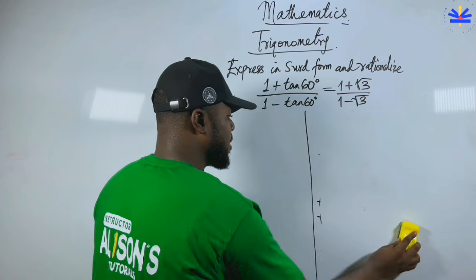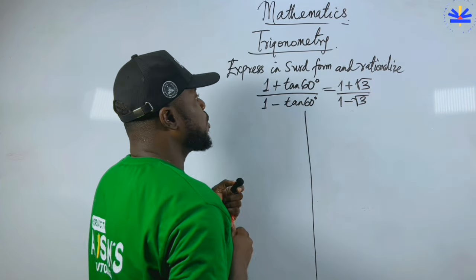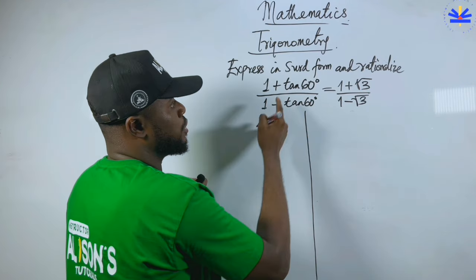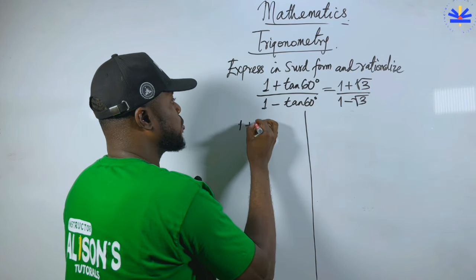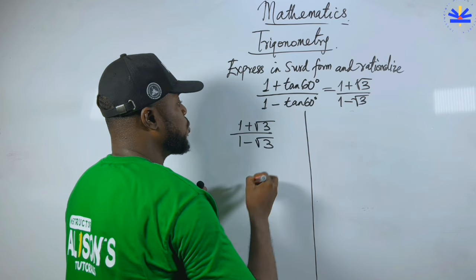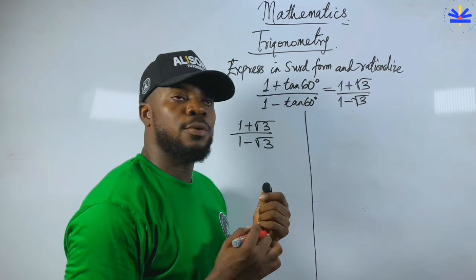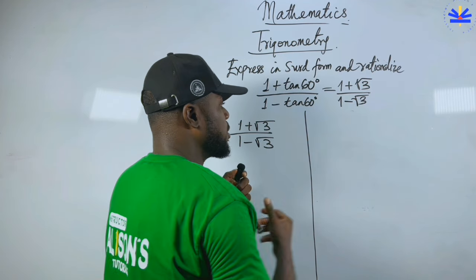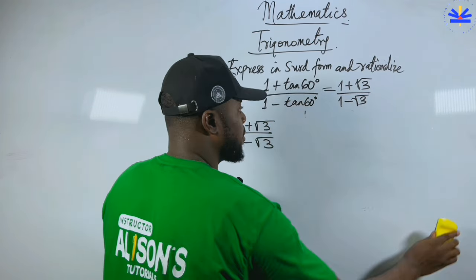You understand? Okay, finally. Since we agree that tan 60 in surd form is the square root of 3, now we have 1 plus root 3 over 1 minus root 3. We are not yet finished. As this thing is like this, I think we don't need this line again. One line, I will finish it.